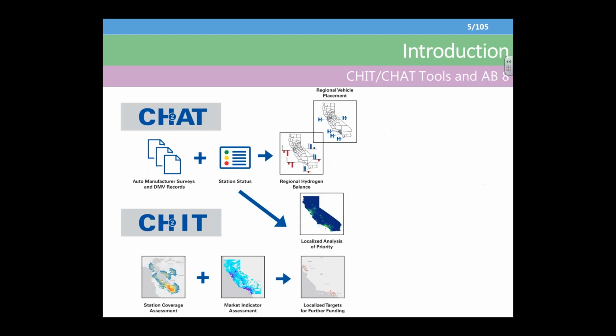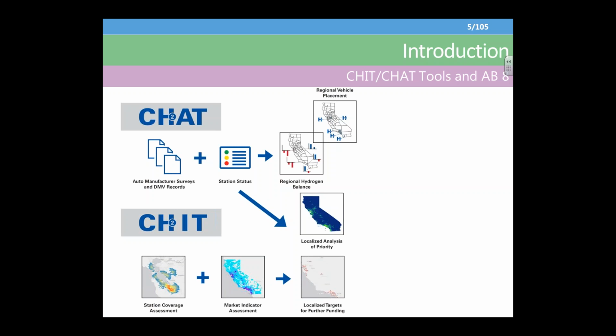As introduction and review, ARB through AB8 is legislatively required every year to assess the plans for fuel cell vehicle deployment and the status of the hydrogen infrastructure and where new hydrogen infrastructure needs to be placed for future funding opportunities. And so we accomplished this with two different tools. The first is CHAT.